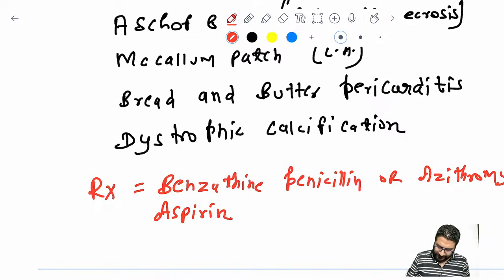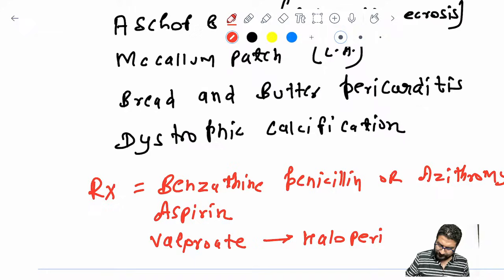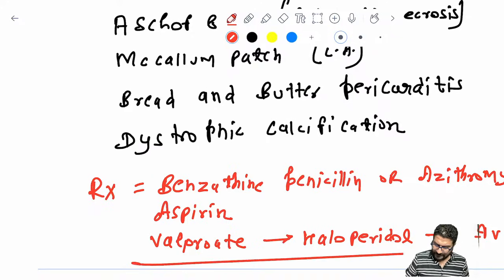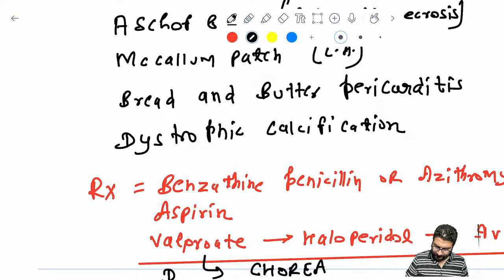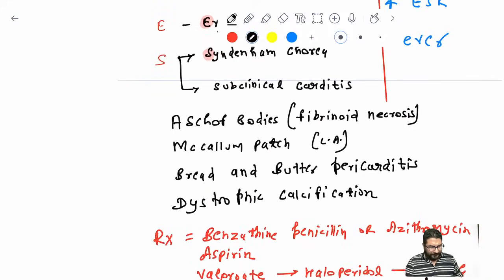In chorea what do we give? Understand, for chorea what we give? We give valproate. If there is no improvement from valproate, then what we start? We start haloperidol. And ultimately, if this also fails, then we give IVIG. So this is the management of chorea. Now if they ask you question, drug of choice in chorea, the answer is valproate. But in refractory chorea, what we give? We give IVIG. This is about your rheumatic fever.